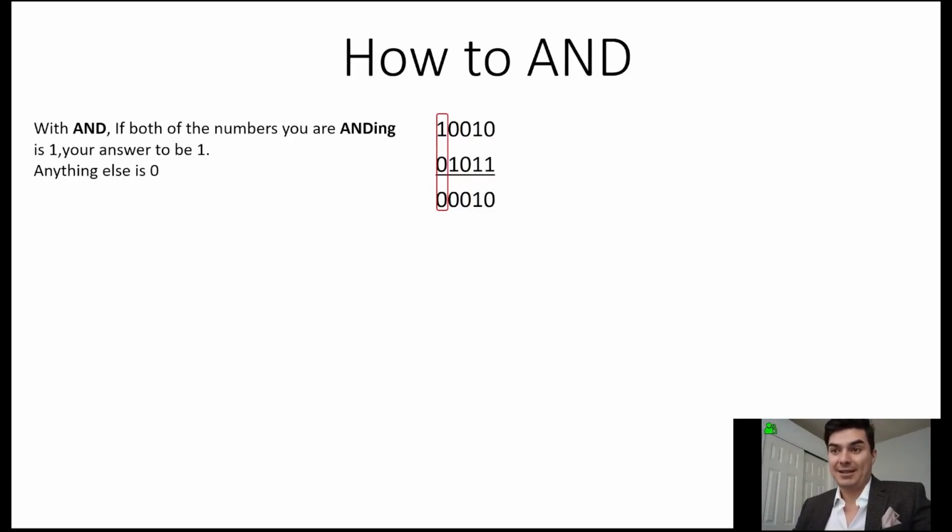Now, AND means both have to be 1. So if both the numbers you are ANDing are 1, then your answer is going to be 1. If it's a 1 and a 0, it's a 0. A 0 and a 1 is a 0. 0 and 0 is always a 0. With a 1 and a 1, it carries down.